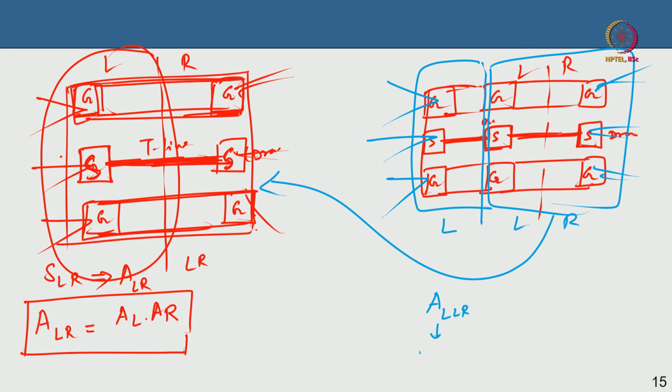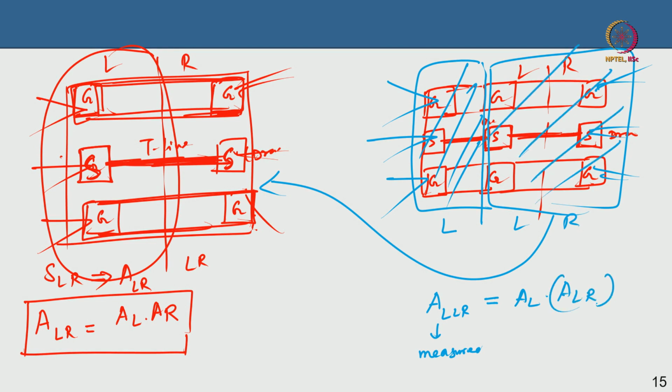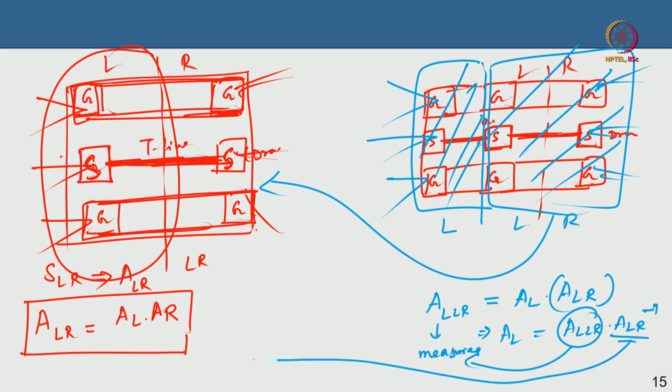I am measuring this; it is very much measured from the S parameter. I can experimentally measure that. That is nothing but A_L into A_R, which is this. So I can write A_L as nothing but A_LR into A_R inverse, the inverse matrix. This is experimentally measured, and this is also experimentally measured. So if I have two measured matrices I can easily find out A_L.